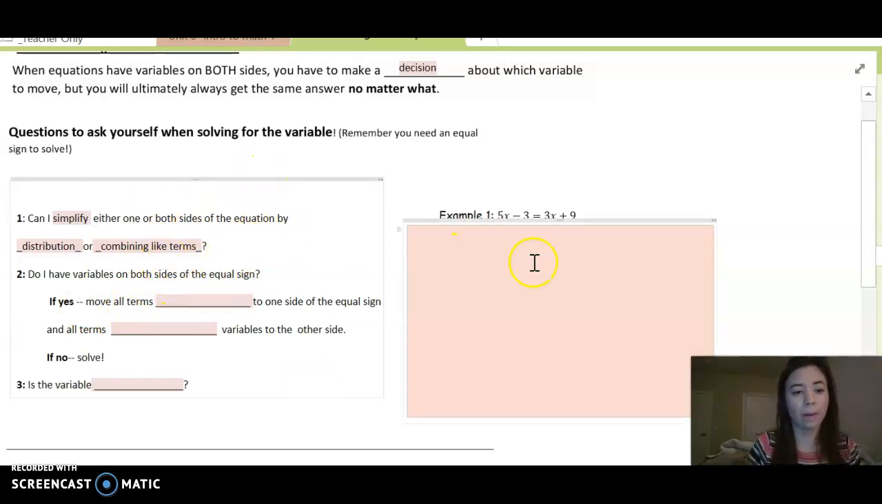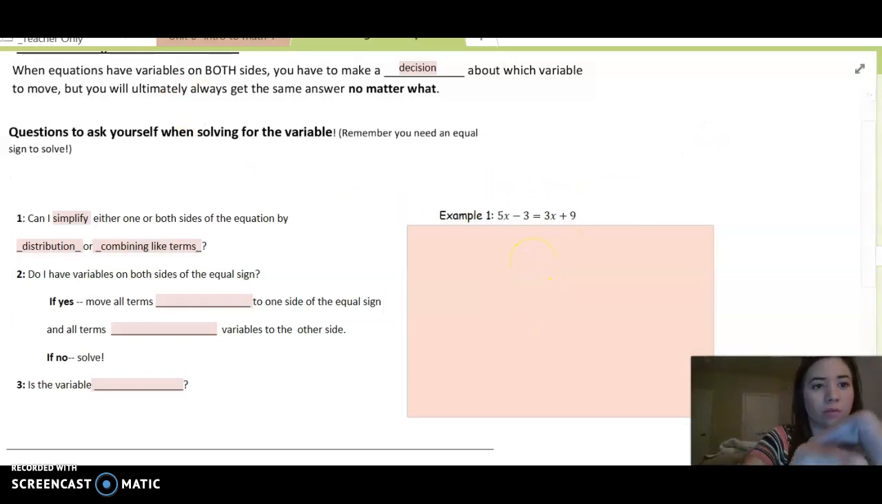So I'm going to start by just doing this first question here on this example, and then we'll move on to question 2. So we have, can I simplify either one or both sides of the equation by distributing or combining like terms? Well, I don't see any parentheses, so I can't distribute.